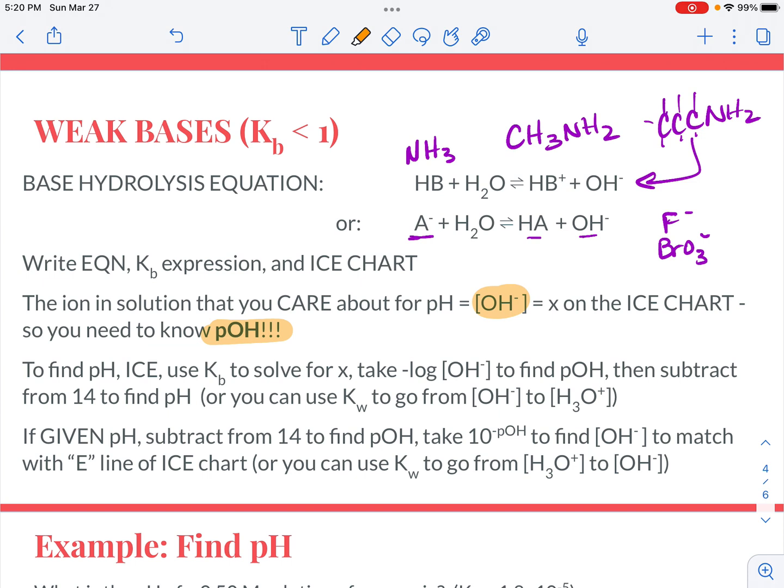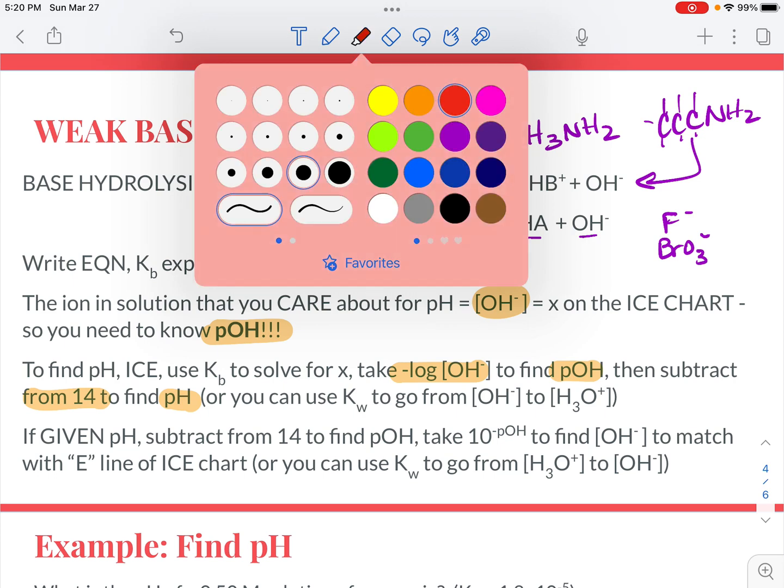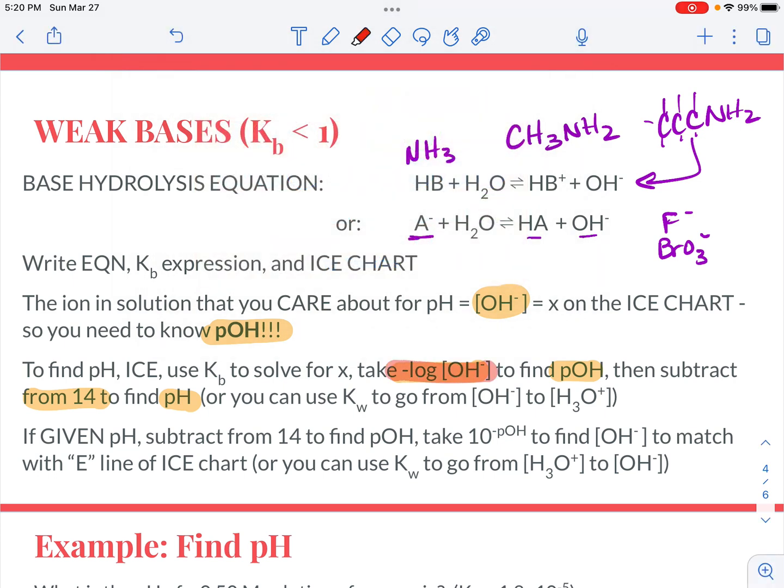Basically, to find pH, we're going to ice it. We use Kb to solve for X, which is then the OH minus concentration. So we take the negative log of OH minus to find pOH and subtract from 14 to find pH. Or some of you would rather, before you take the negative log of OH minus, use your OH minus and Kw to go to H3O plus. And then you can do the negative log of the H3O plus to find pH.